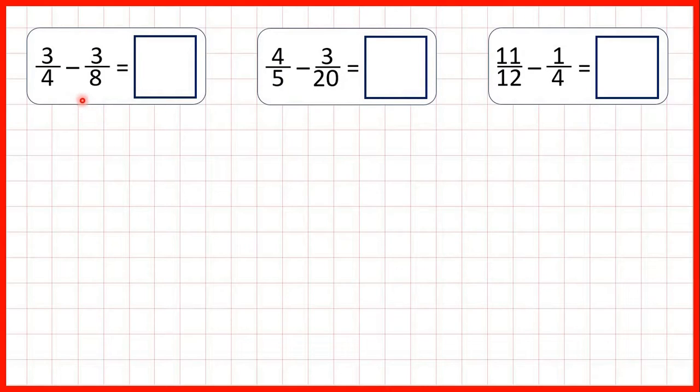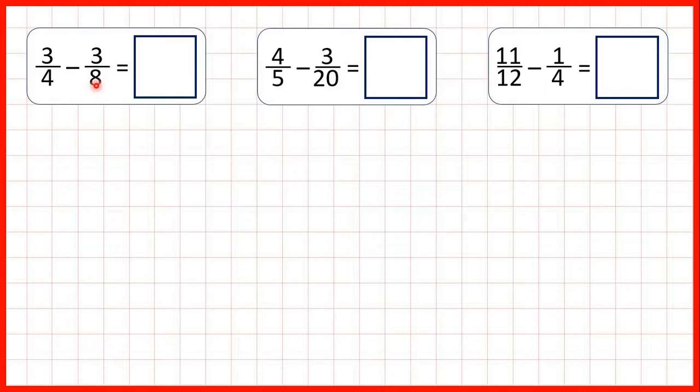Now for these questions, we're subtracting fractions with different denominators. But to subtract fractions, we need the denominators to be the same. So we need to use what we know about equivalent fractions to help us. First, we have 3/4 minus 3/8.